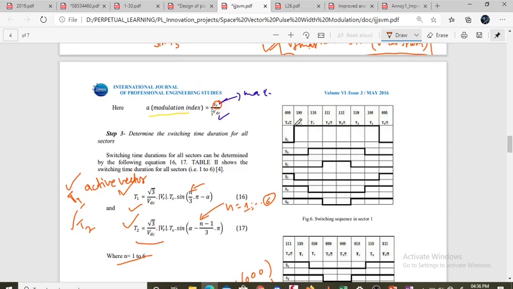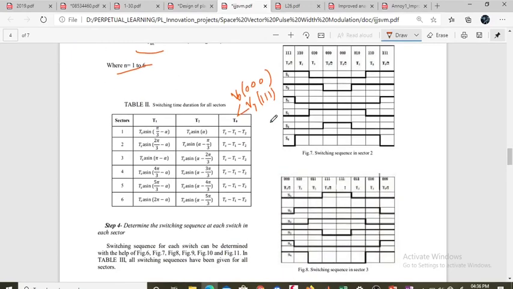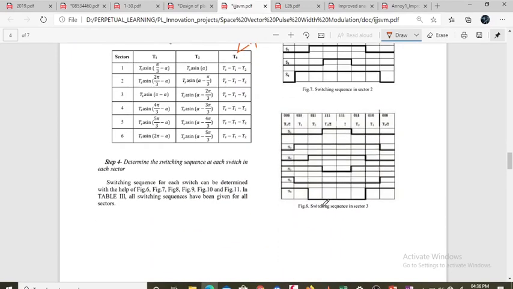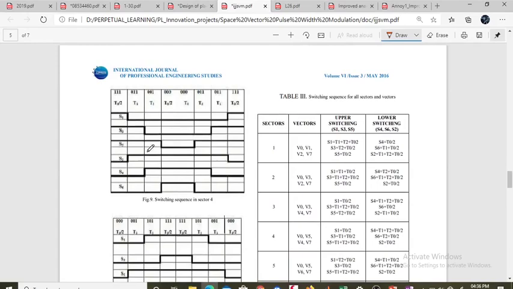And for how much time is spent: T1 time is spent here, T2 time is spent here, and similarly for the zero vector, T0 by 2 and T0 by 2 on both sides in one subcycle, because one subcycle is happening here, and this is TS. And this is for each sector: this is sector 1, this is sector 2, this is sector 3 in figure number 8, and this is sector 4 in figure number 9, and so on.